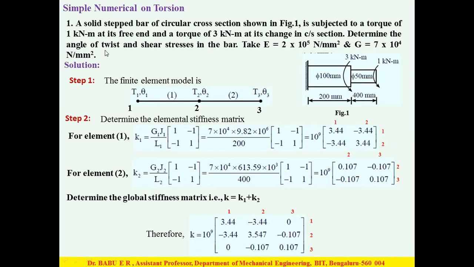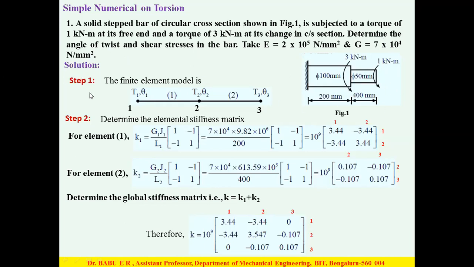Determine the angle of twist and shear stresses in the bar. Take E equals 2 into 10 to the power 5 Newton per mm square and modulus of rigidity G equals 7 into 10 to the power 4 Newton per mm square. So this is the problem. It is a stepped bar of circular cross section, subjected to torque at its free end and whenever there is a change in cross section. Young's modulus and modulus of rigidity are given. You have to find the angle of twist, represented as theta, and the shear stresses, that is 2.